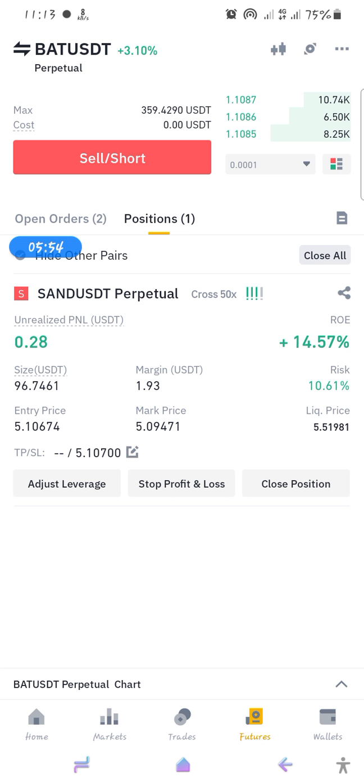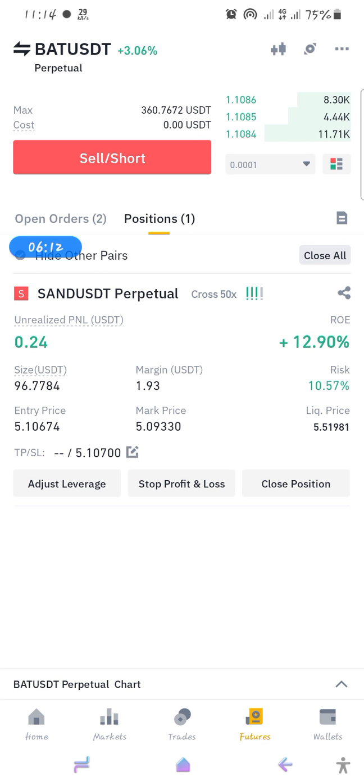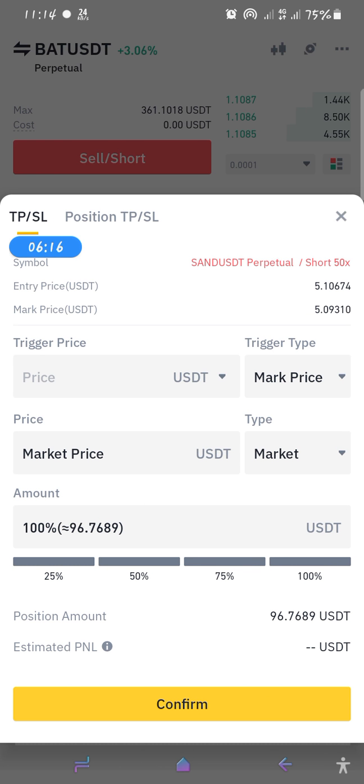Now if you want to close position, you just come here to close. You click on close. So this is 100%, 75%, 50%, and 25%. It means if you want to close half, you just go to 50% and confirm close. If you want to close the whole 100% of the trade, you do that. Very simple.